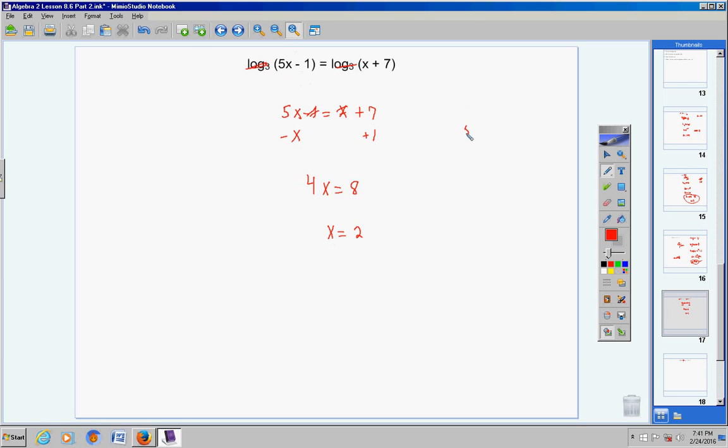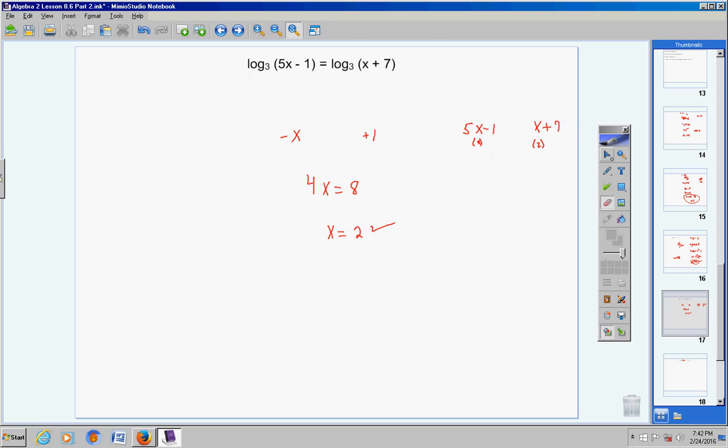Okay, now don't forget, you have two arguments to check. One argument is 5x minus 1, and the other argument is x plus 7. If I put a 2 right here, will I get out a positive number? Yes. If I put a 2 here, will I get out a positive number? Yes. So this checks.